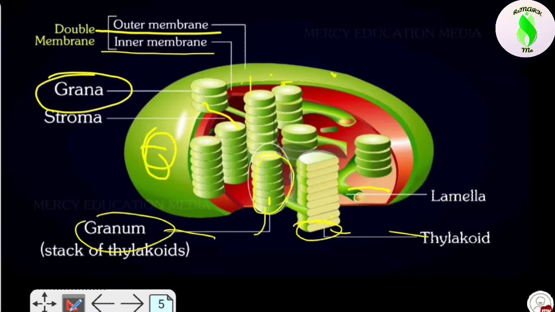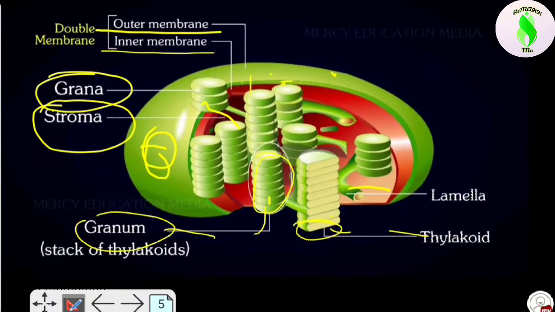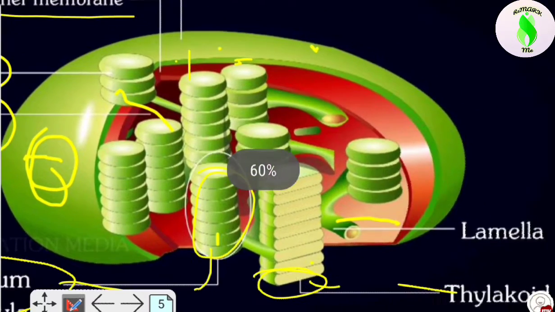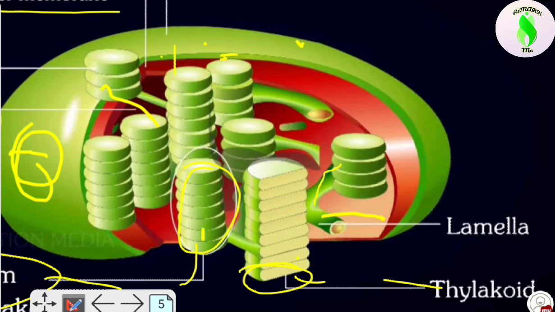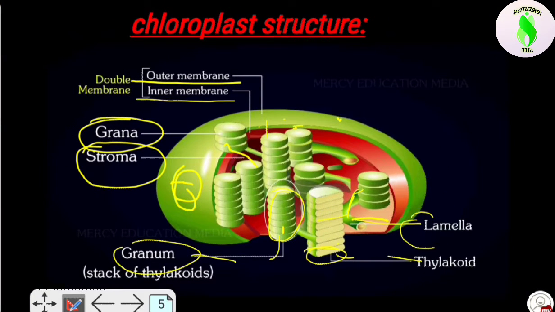And as you can see over here, there is space between the inner membrane and the thylakoid membrane. This is known as stroma. And there is a connection between two granum. The connection between two granum is referring to the lamella. This structure is all about the chloroplast.